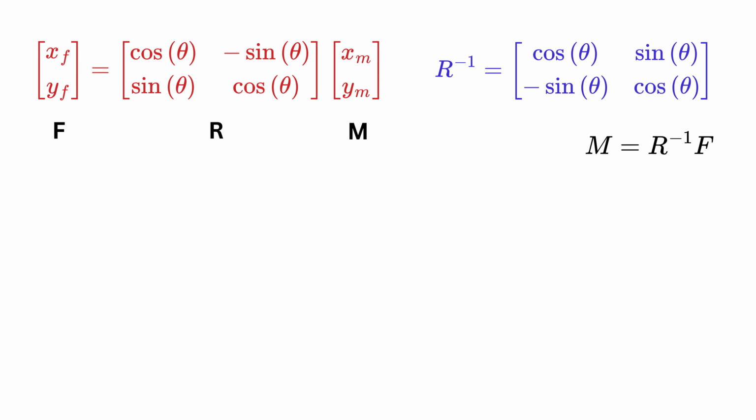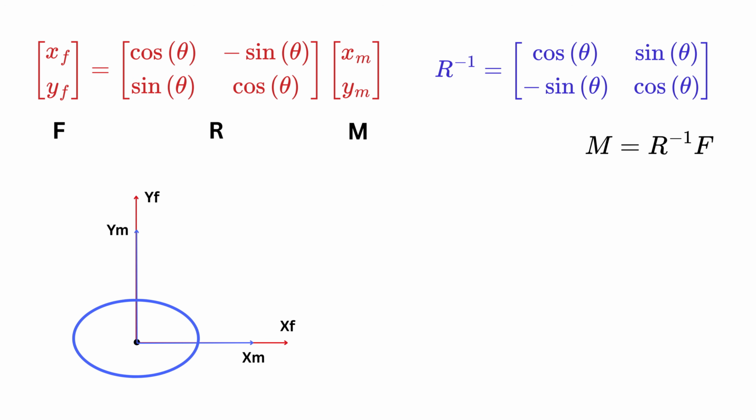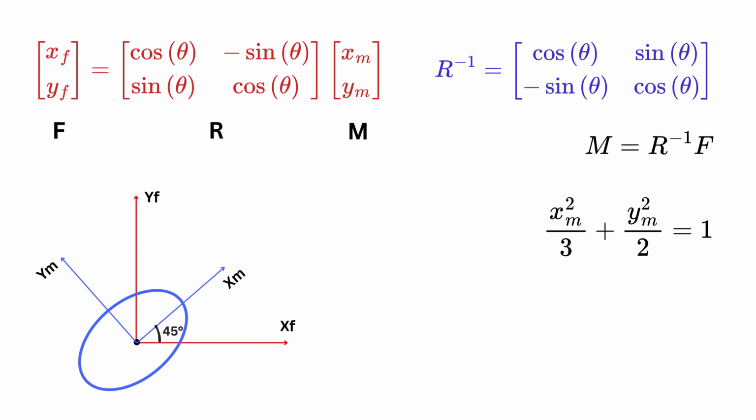Now let us look at a nice example. Suppose we have an ellipse in a moving frame described by the equation xm squared over 3 plus ym squared over 2 equals 1. Now imagine that the moving frame has rotated counterclockwise by 45 degrees relative to the fixed frame. Our goal is to find the equation of the same ellipse in the fixed frame xf, yf. This means we have to find M in terms of F and substitute it here.